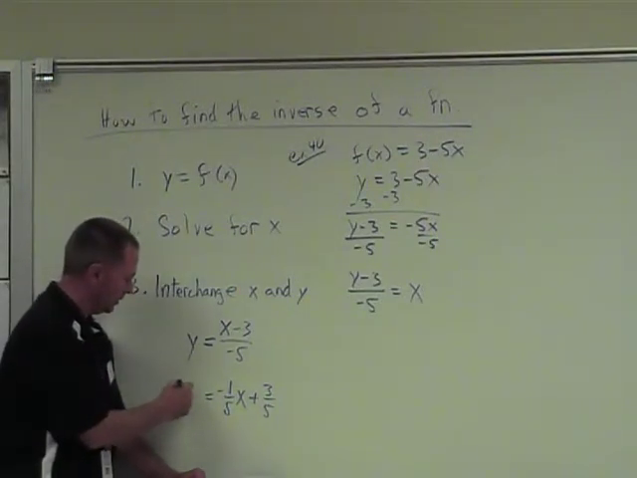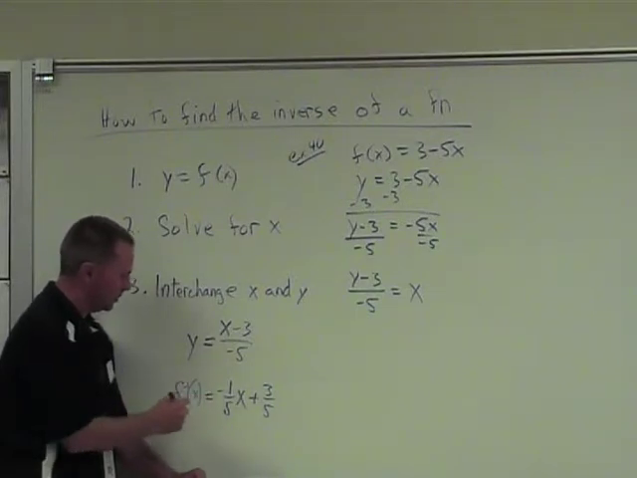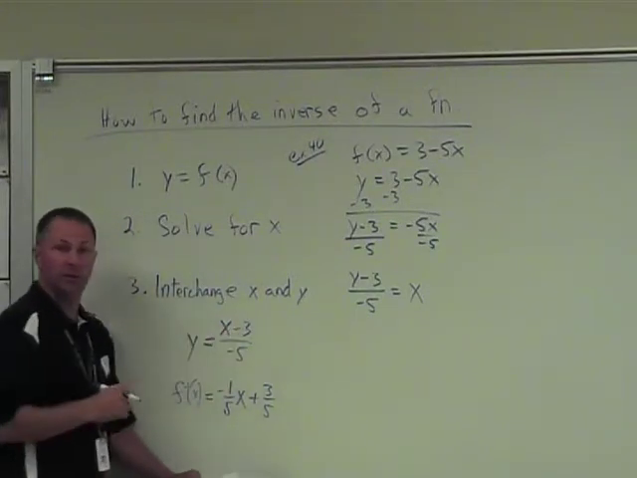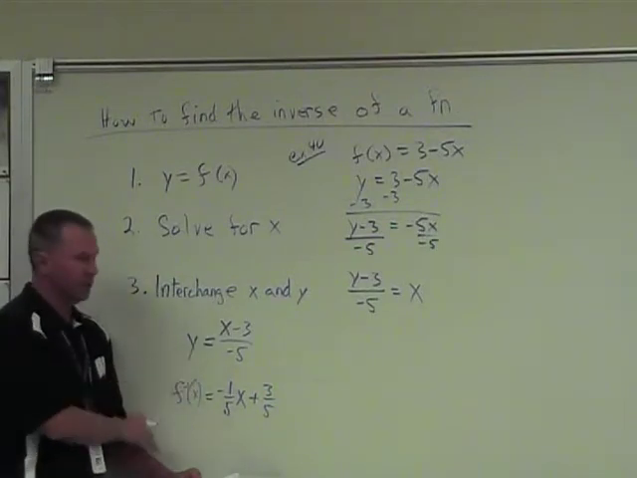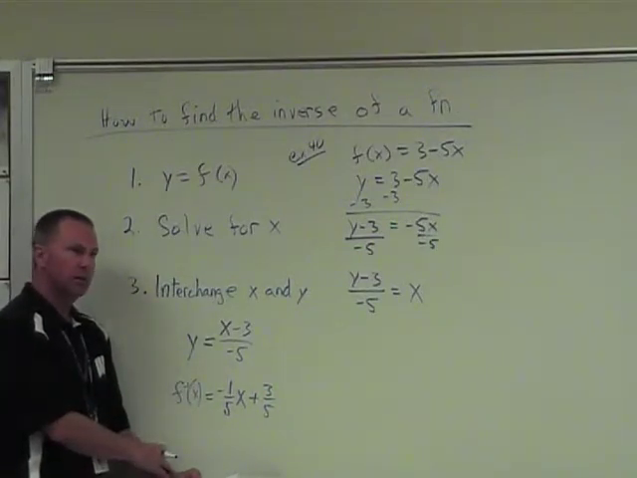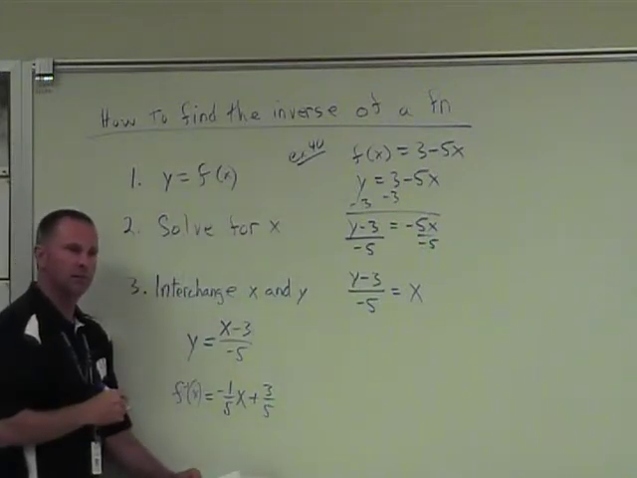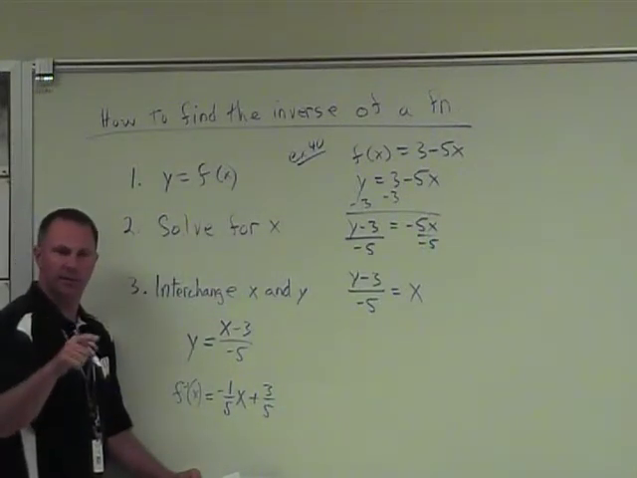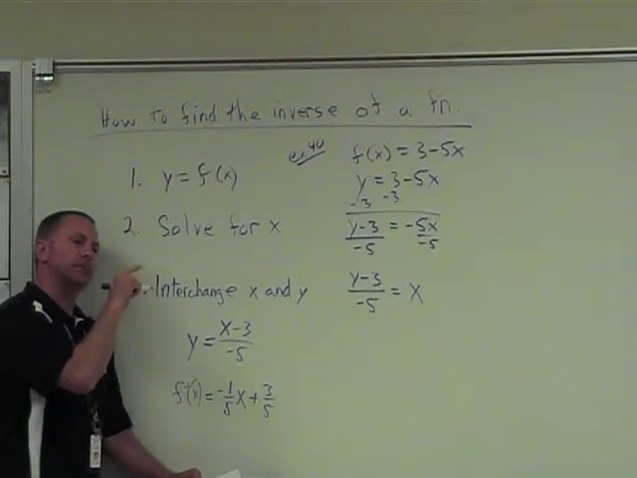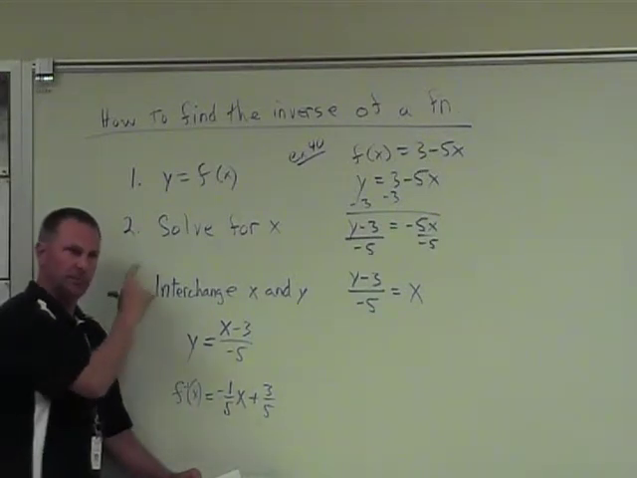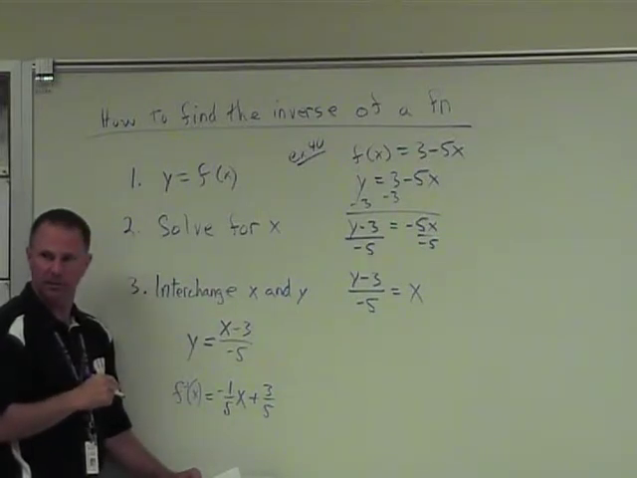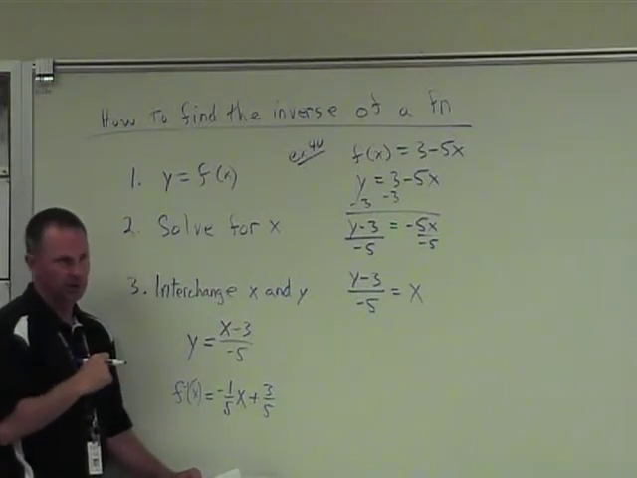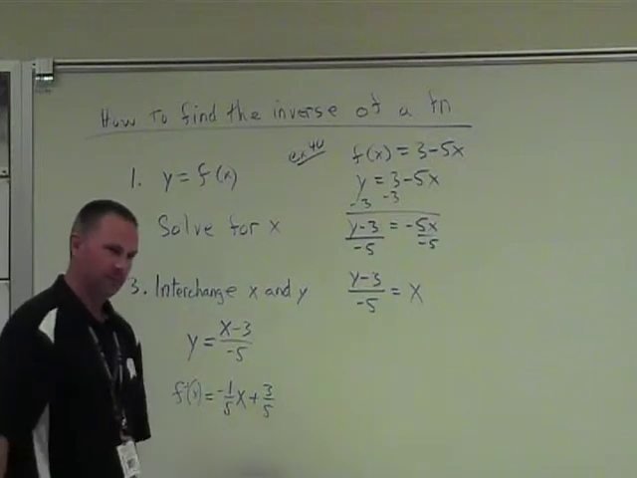Okay. How do you do that? Put the negative 5 under each of the terms in the numerator. So that's your inverse of that function. So if it ever asks you to find the inverse, this is how you do it. Solve for x, switch x and y. That's it. Really just 2 steps. Okay?